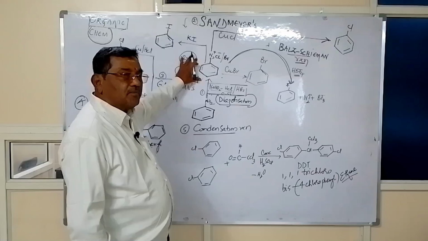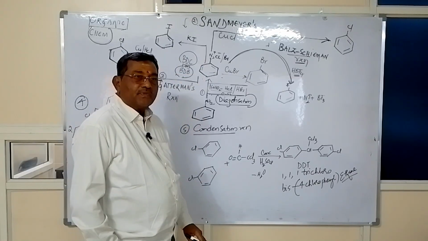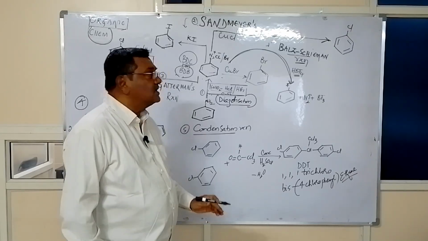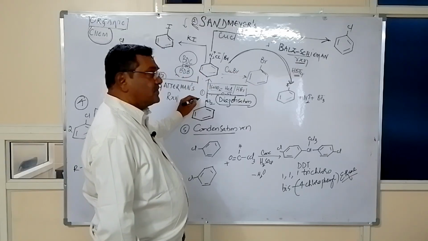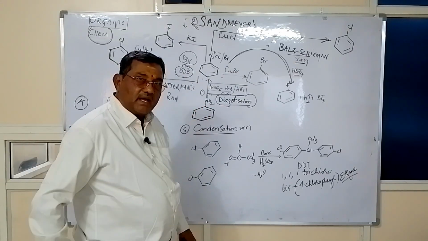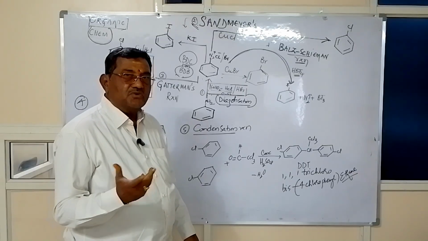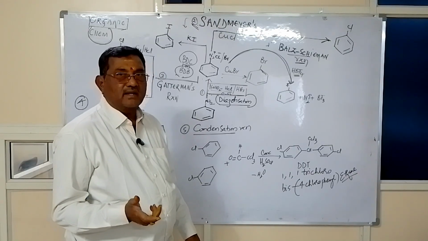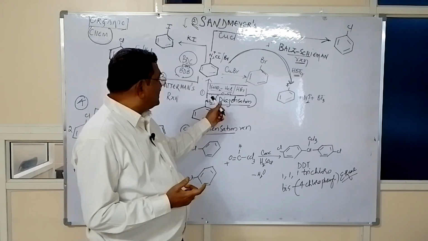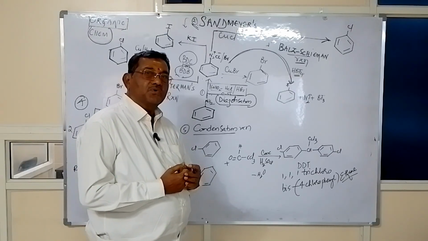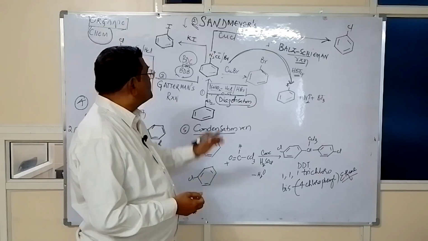This is the popular intermediate, children, which is very useful to prepare certain compounds. This is the first step, where we have seen diazotization. Once again I repeat, children: the conversion of the amino group into diazonium chloride is called diazotization. The diazotizing reagent is NaNO2 and HCl or HBr at a low temperature like 0 to 5 degrees Celsius.